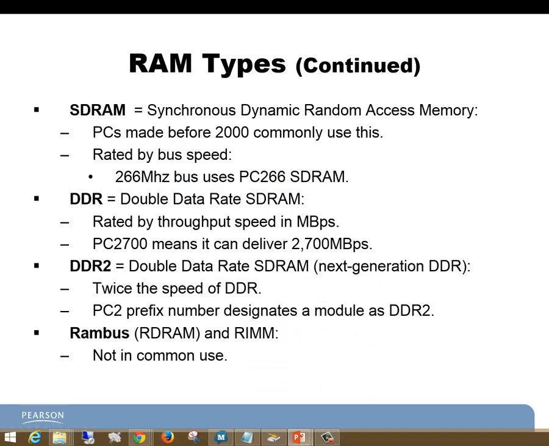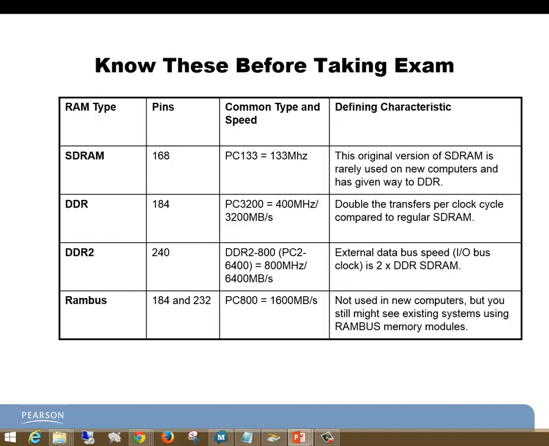So SDRAM stands for Synchronous Dynamic Random Access Memory, and this was in PCs before 2000. It's an old type of memory that's been replaced with DDR and DDR2. DDR is double data rate. PC 2700 means it runs at 2700 megabits. DDR2 is twice the speed of DDR. 3, 4, and 5 are all significantly faster than this. And then Rambus is a type you'll be aware of as well, but it's not really in use anymore.